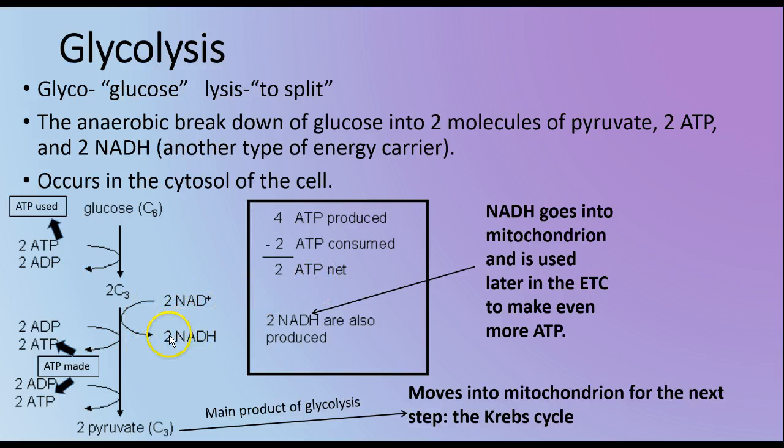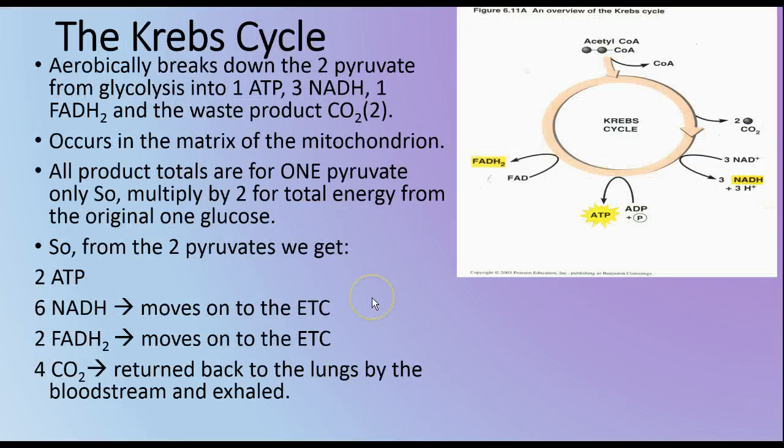This reaction also produces 2 NADH, which are energy carrying molecules that will be used later on in the 3rd step. So remember that the 2 pyruvate are the main products of glycolysis, and this is what moves on to the 2nd step, which is called the Krebs cycle. The Krebs cycle occurs in the matrix of the mitochondria. The matrix is that fluid-filled portion in between the folds of the inner membrane called the cristae.